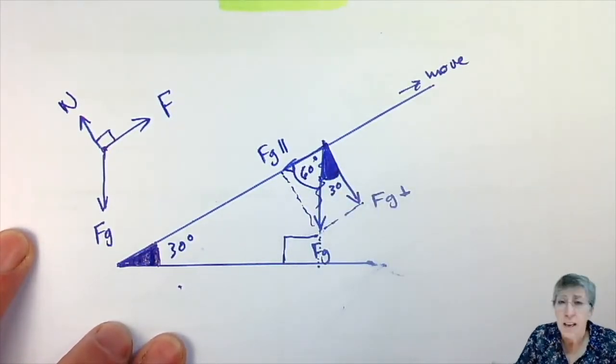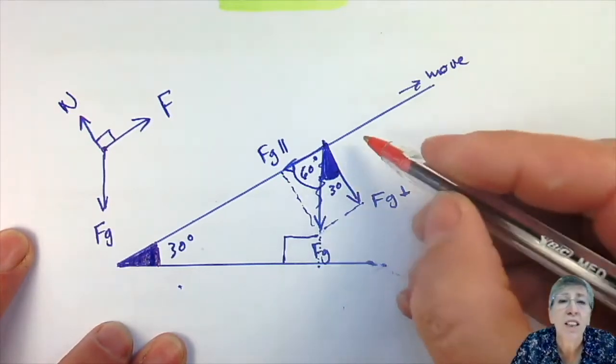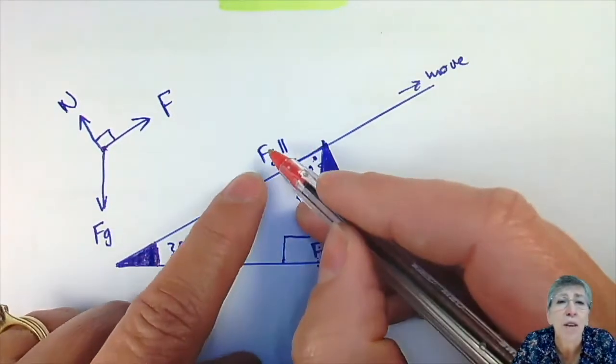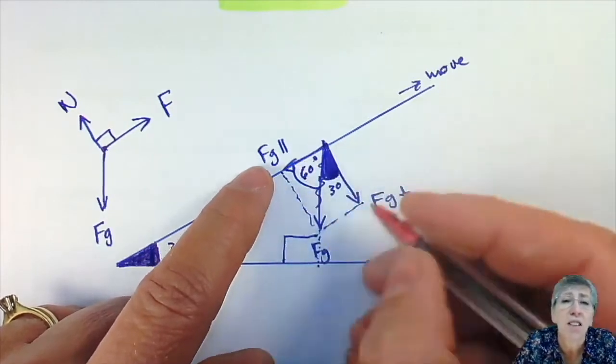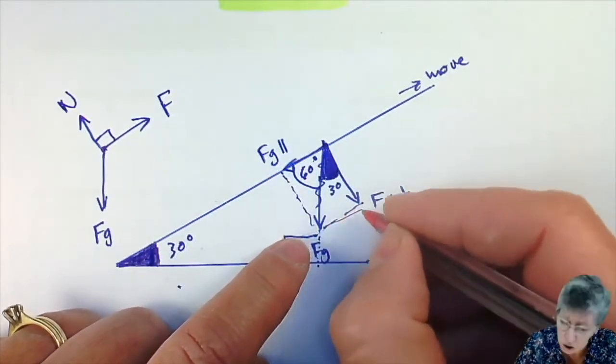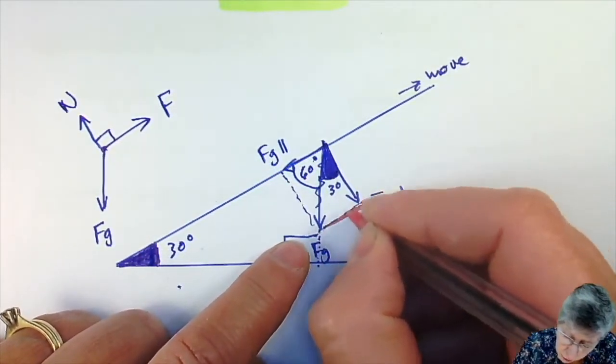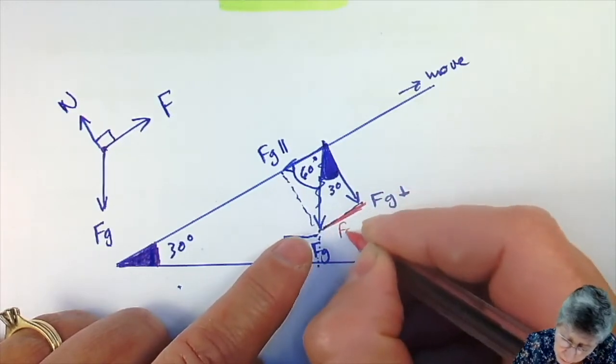So let's talk about this. If I'm working in this triangle, remember FG parallel is just repeated on this side. So this one is also FG parallel.